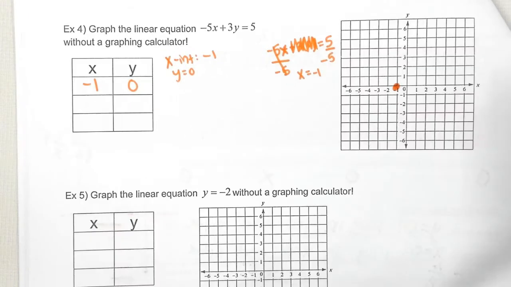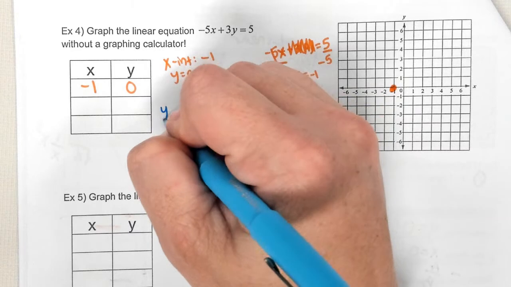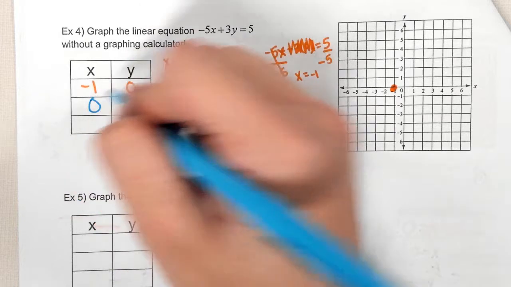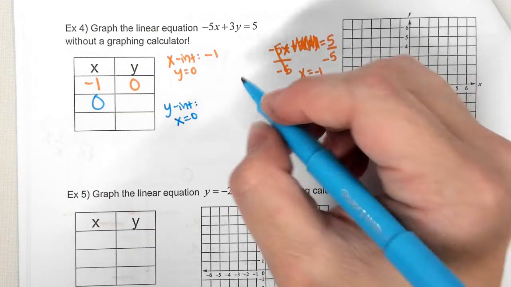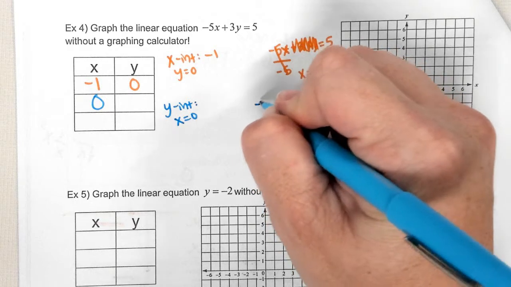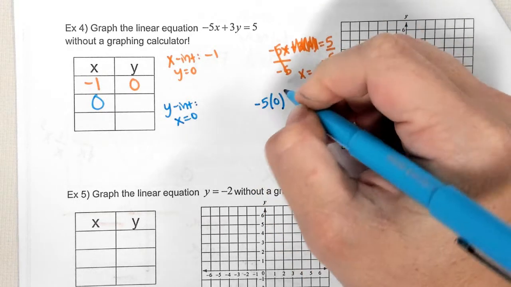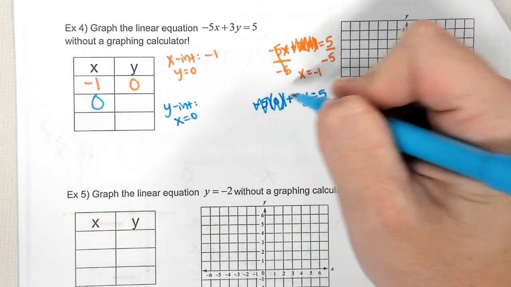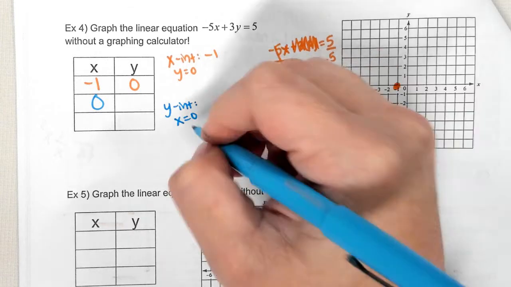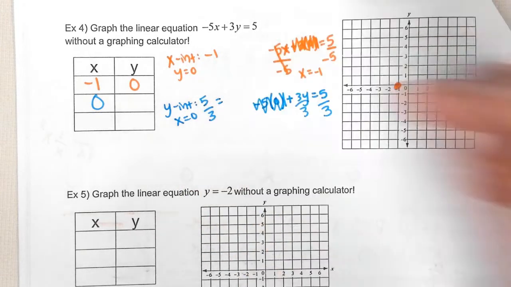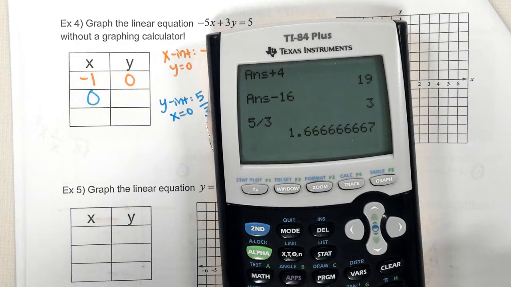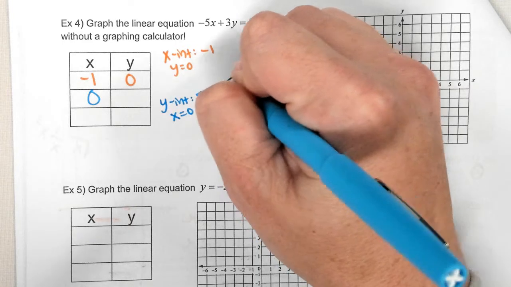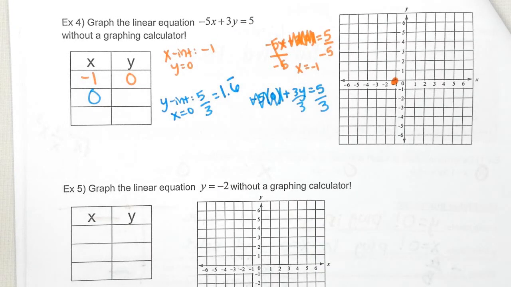So now let's find our y-intercept. That's where x is always 0. So I'm going to rewrite it, but this time with x being 0. Well, negative 5 times 0 is 0, and I divide both sides by 3. Does it give me a pretty number? No. And if I had to write it as a decimal, look, it's 1.6 repeating. Okay, so we can't plot that point.